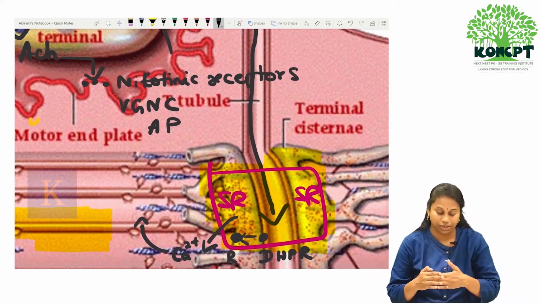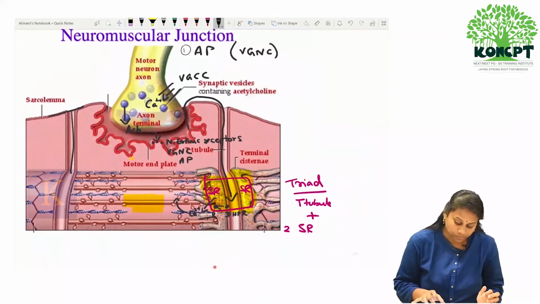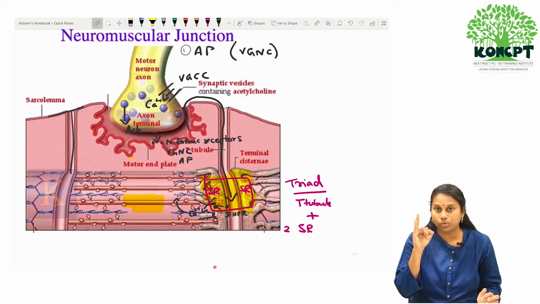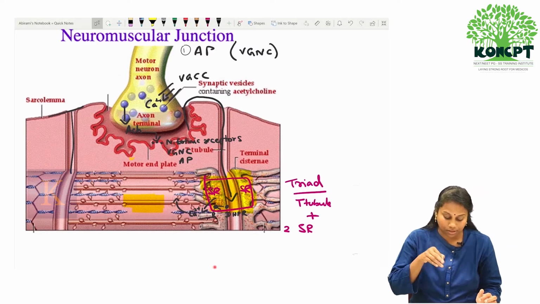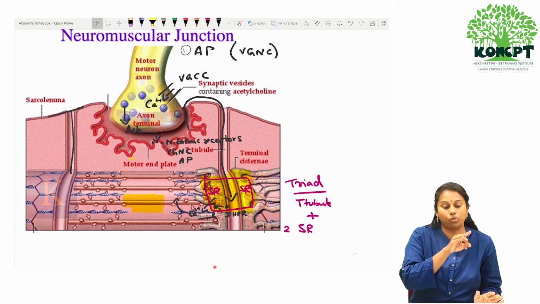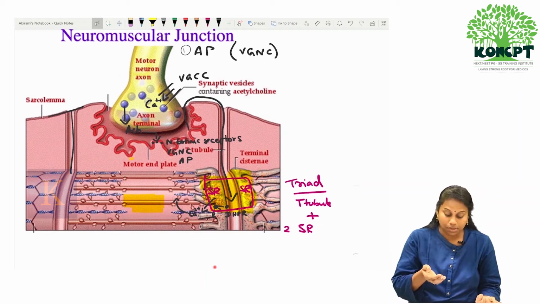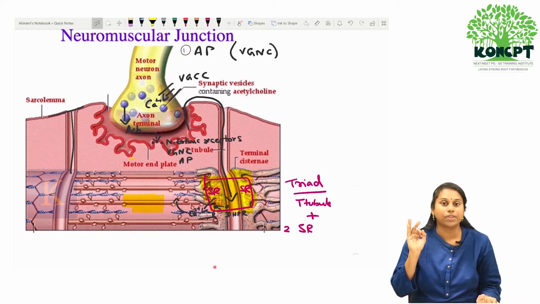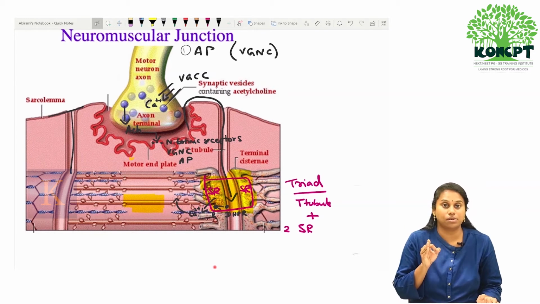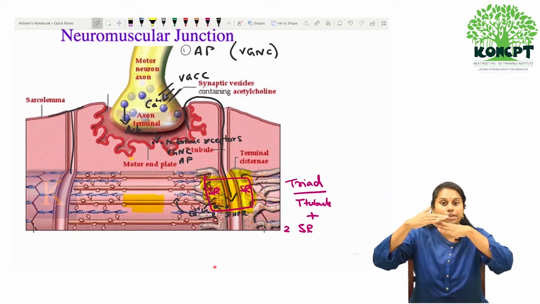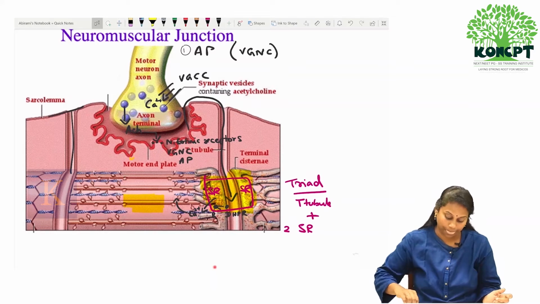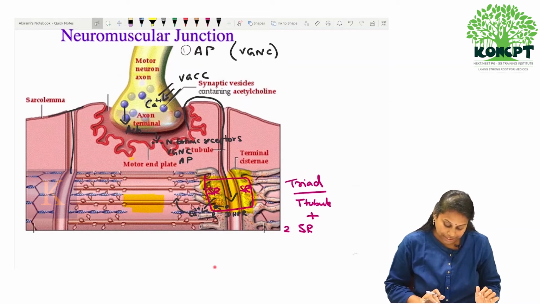thereby muscle contraction. See, in the presynaptic neuron, the first step was action potential, the second step was calcium, and the third step was a movement. What was the movement? Movement of vesicle towards the membrane. Similarly, in the postsynaptic muscle also, the first step is action potential, the second step is release of calcium, and this calcium here also caused a movement. What is the movement? Movement of myosin over actin. So, action potential, calcium, a movement. So, this is a sequence here.